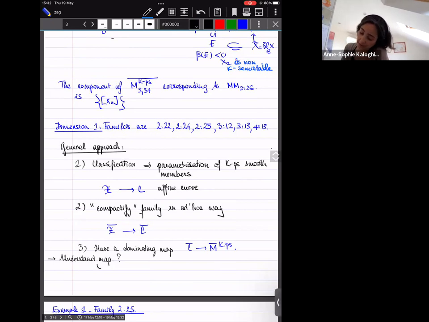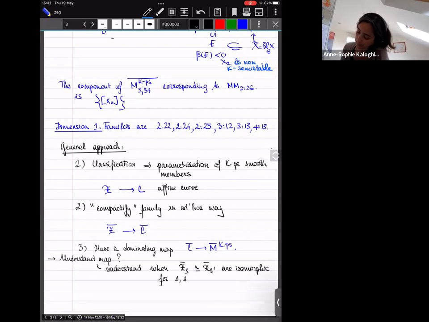That is, to understand essentially when two fibers, X bar S and X bar S prime, are isomorphic for S and S prime in this affine curve. But yeah, not necessarily going all the way to this.